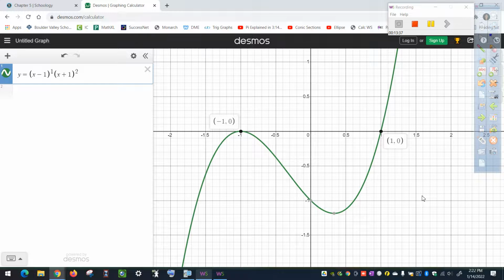Now we're going to ignore this over here. You guys, this is just called a turning point. That's all it is down here. It just means it's changing direction. But we're not labeling this, we're not naming it, because this is not at an x-intercept. We're only labeling what happens on top of the x-axis.